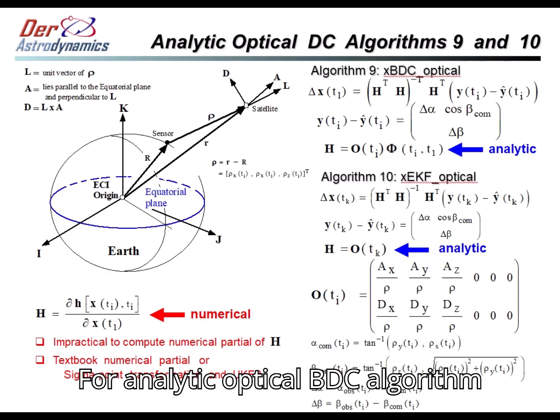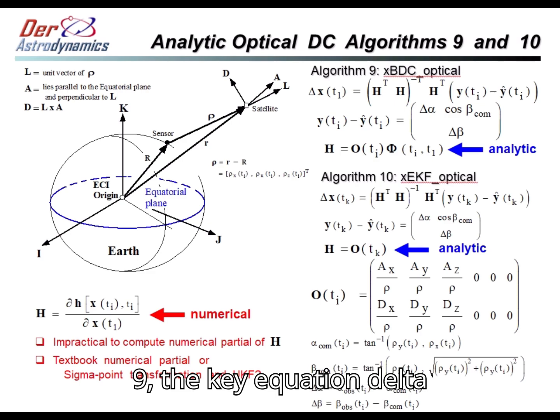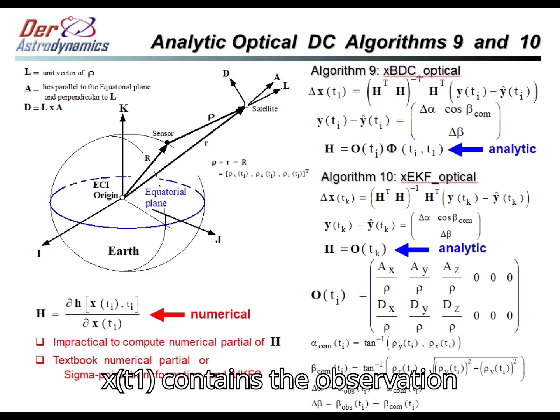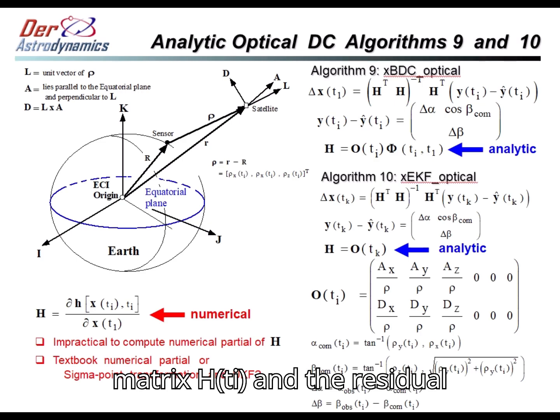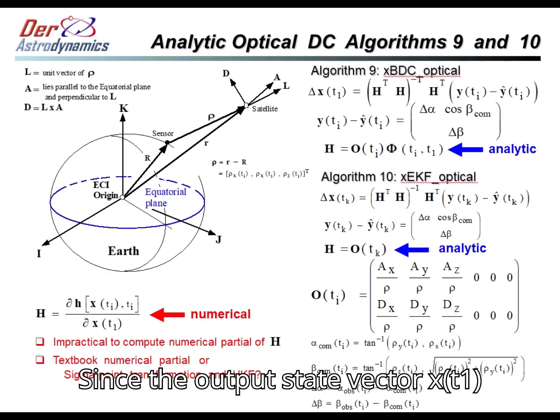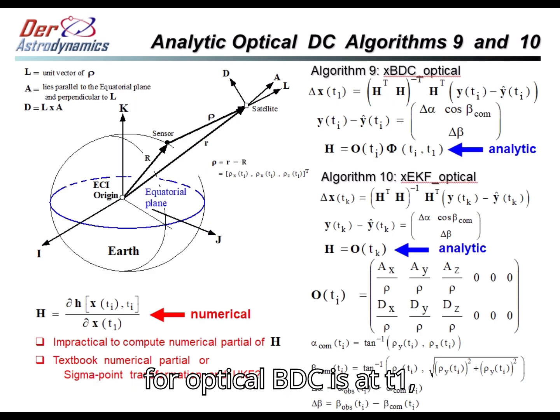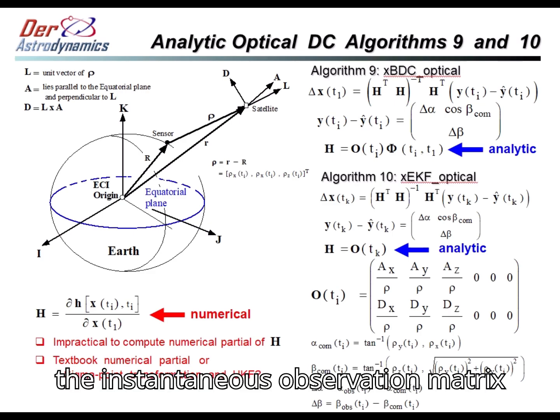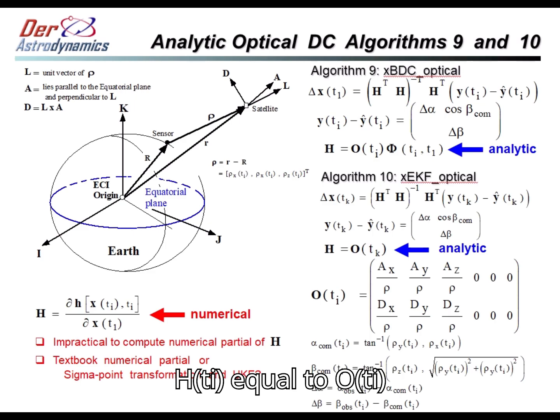For analytic optical BDC, algorithm 9, the key equation delta x T1 contains the observation matrix H Ti and the residual observation vector Y Ti minus Y hat Ti. Since the output state vector X T1 for optical BDC is at T1, the instantaneous observation matrix H Ti equal to O Ti times phi Ti comma T1 is related to delta x T1 by the instantaneous state transition matrix phi Ti comma T1 for i equal to 1, 2 to n.